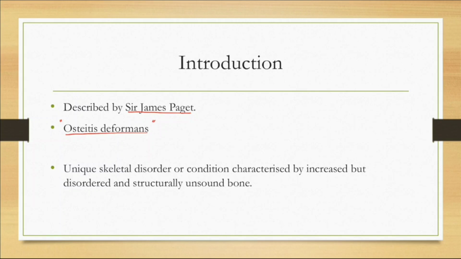It is a slow progressive replacement of compact bone by vascular spongy bone. It is due to the overactivity of osteoclasts, and it is defined as a unique skeletal disorder or condition characterized by increased but disordered and structurally unsound bone, in Robbins. The bone gets resorbed very quickly, and to compensate for that, there is overactivity of osteoblast cells. So there is improper formation of bone.